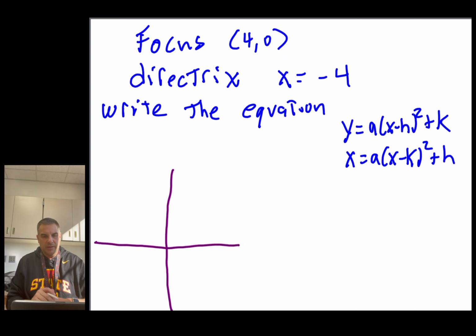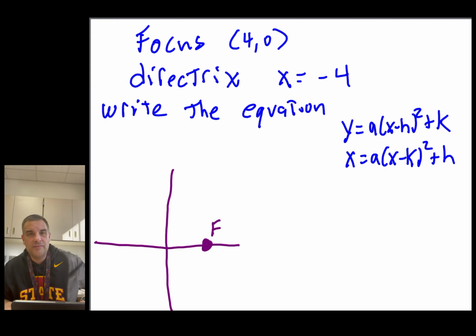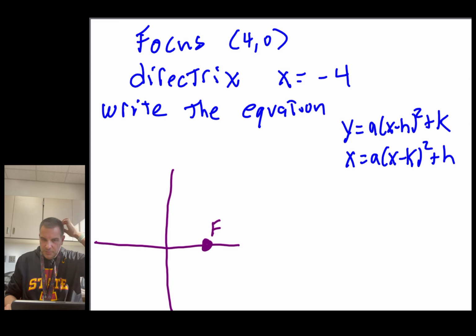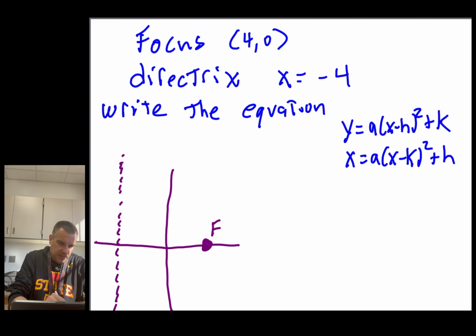Okay, so there's my x, y coordinate. My focus is at (4, 0). So (4, 0) is right there, and I'm just going to put an F by that so I know that it's my focus. It tells me my line of directrix is x is equal to -4. X equals gives us vertical lines. Okay. So there's my directrix, x is equal to -4.